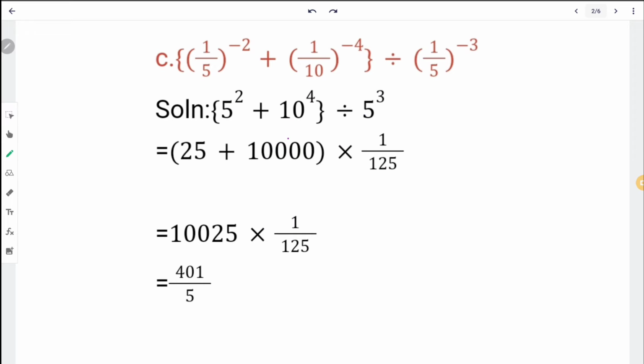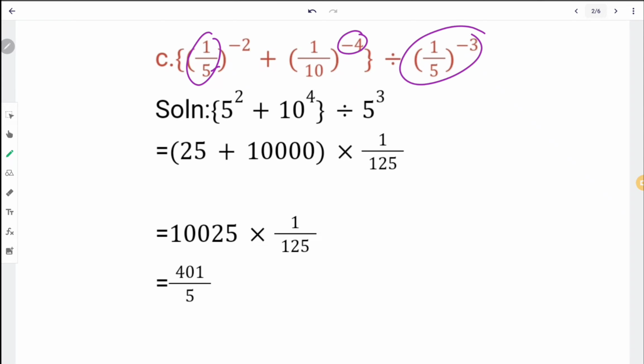Let's go to the next. So once again, 1 by 5 to the power -2 will make the power plus. So we just have to interchange the positions, right? So 5 is in the denominator, it will come up now. So 5 squared. Same thing, 1 by 10 to the power -4. Let's make the power positive. So 10 will come up. So we're going to have 10 to the power 4.